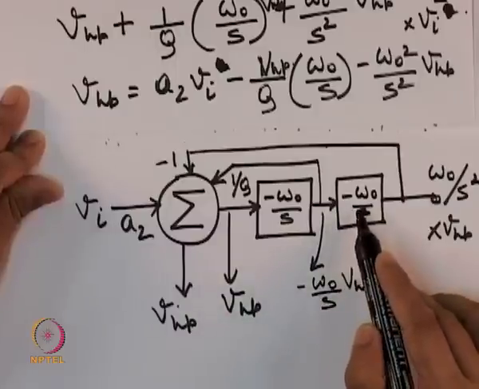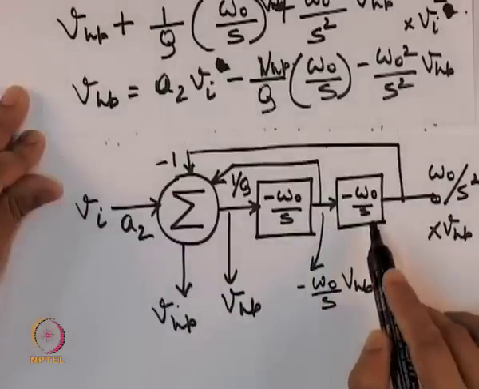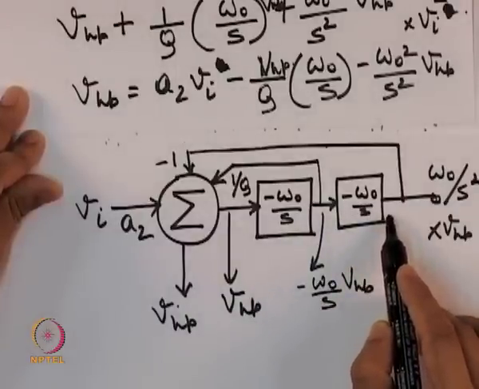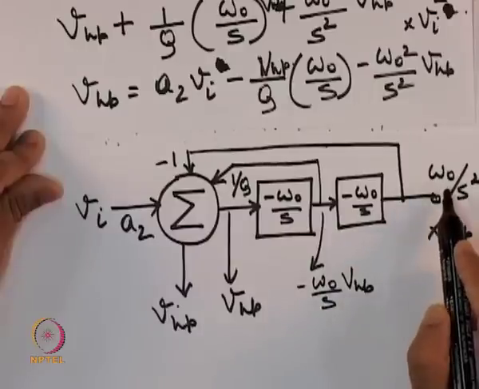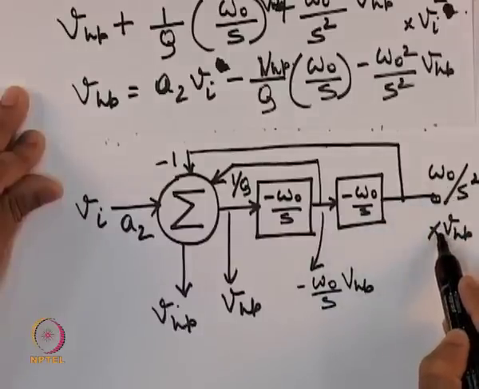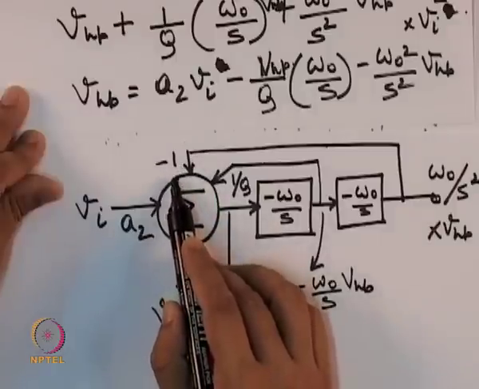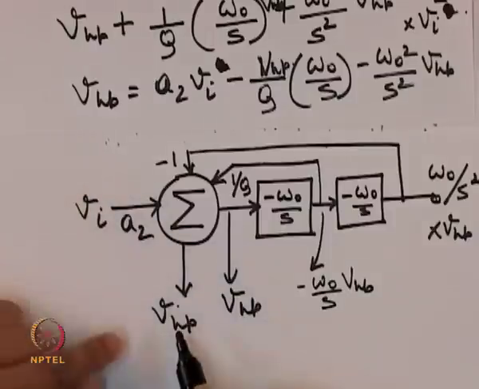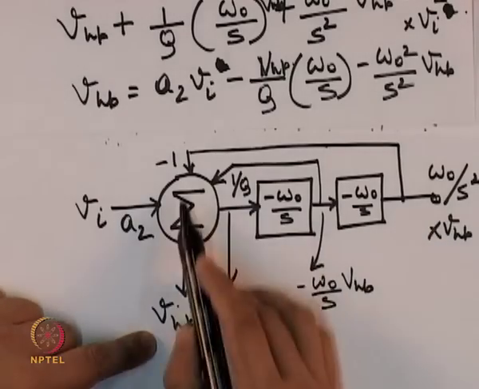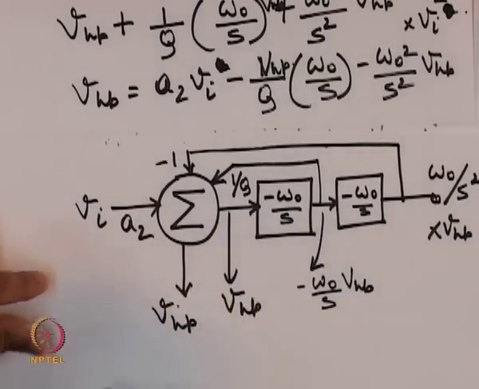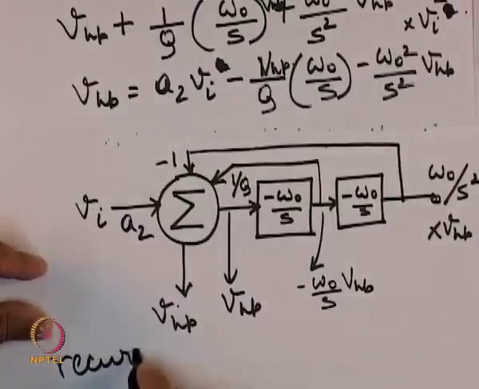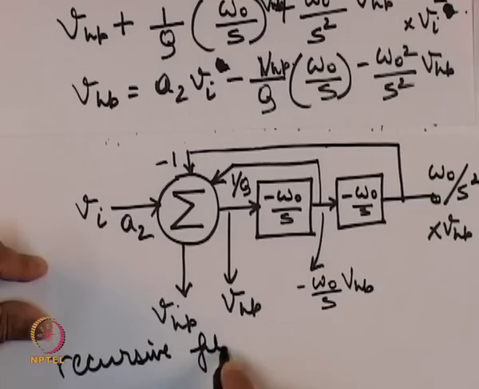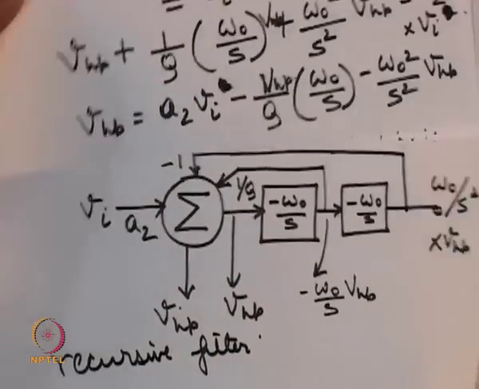If I pass this signal through this block, it will be again multiplied by minus omega 0 upon s. So, at the output here we will get omega 0 square upon s square times VHP. This I then scale by minus 1 and feed it to the summer. So, then I get back, this summer itself now generates VHP. So, this is what is known as a recursive filter. An implementation of this recursive filter would be something like this.